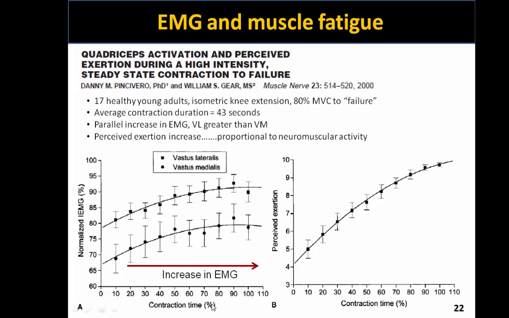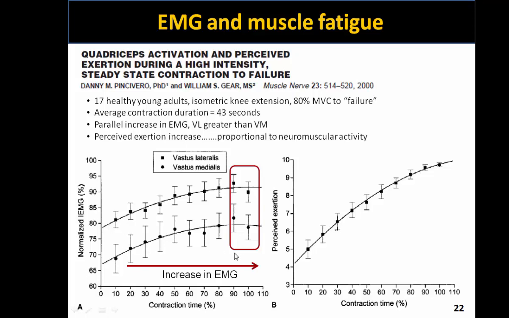So the contraction time was normalized so that we could compare all the research participants, where 100% represented the failure point. And what we see here is the normalized EMG, the magnitude of the EMG normalized to the maximal voluntary contraction. So at the very beginning, we would expect to see EMG values somewhat around the force level at 80% MVC force level, and so we do see that the EMG, the activation was around that level.